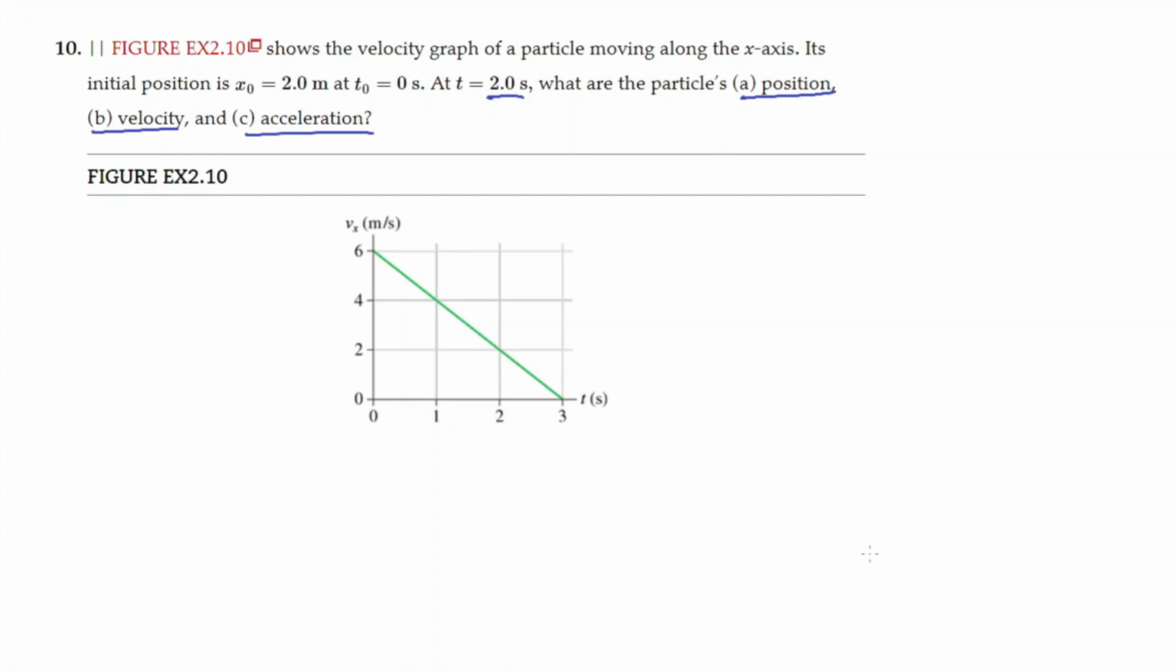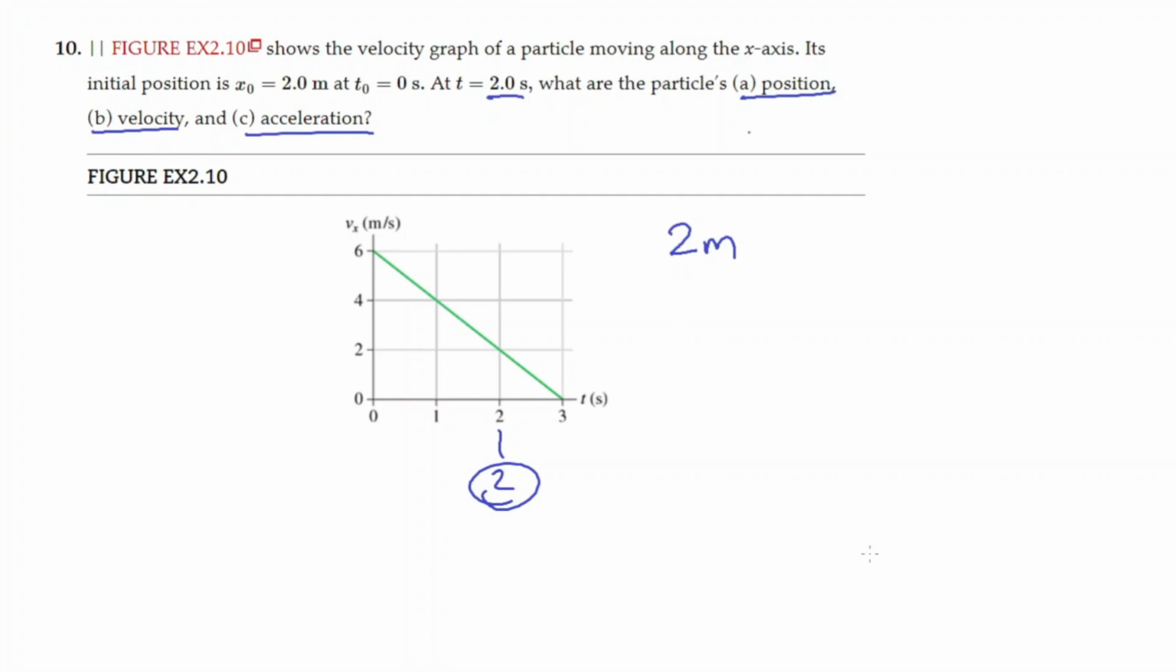So number 10, we have this figure shows a velocity graph of a particle moving along the x-axis. Its initial position is x0 equals 2 meters. So we know that it starts at 2 meters. At t equals 2 seconds, what are the particle's position, velocity, and acceleration? So t equals 2 seconds is going to be right here. That's going to be our little important part right here.